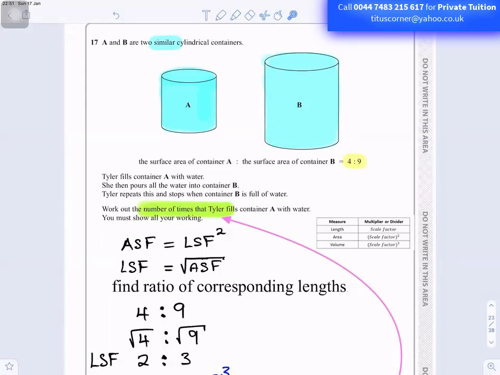Question number 17. A and B are two similar cylindrical containers. The surface area of container A to the surface area of container B is 4:9. Tyler fills container A with water. She then pours all the water into container B. Tyler repeats this and stops when container B is full of water. Work out the number of times that Tyler fills container A with water. You must show all your working.